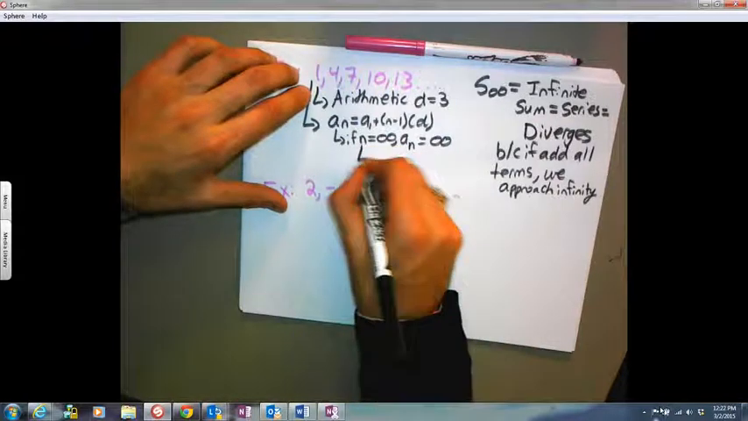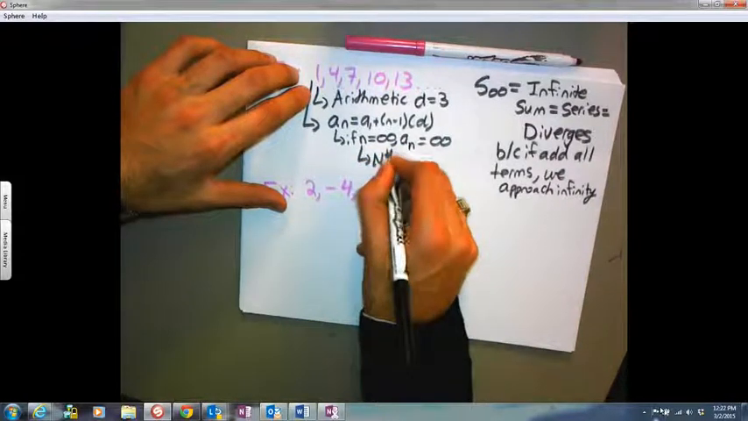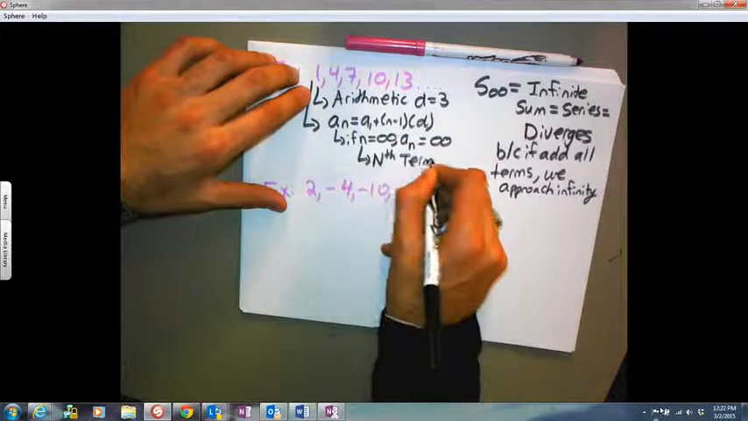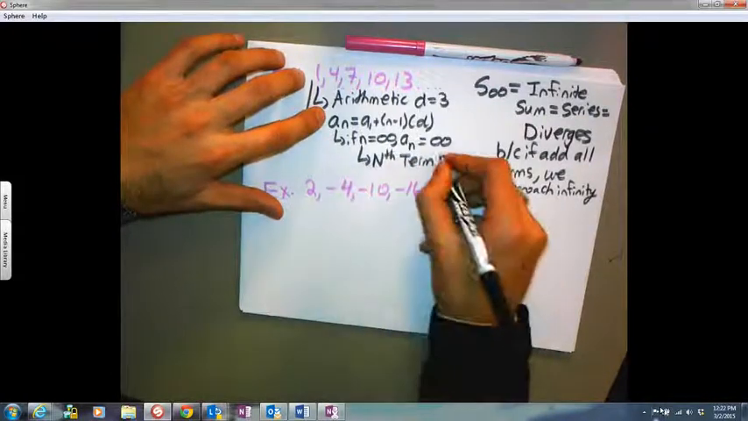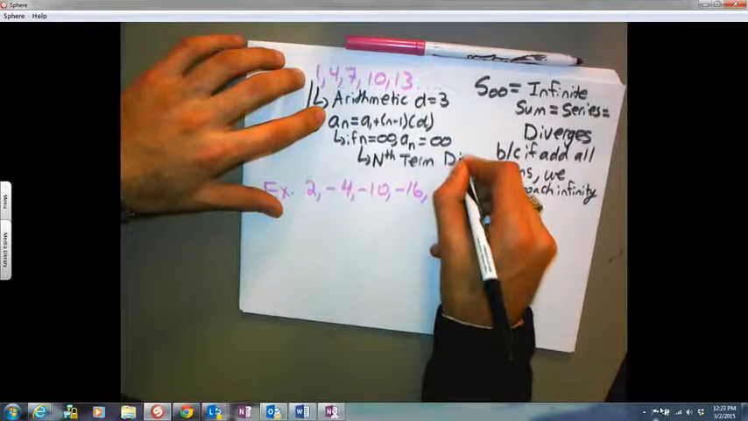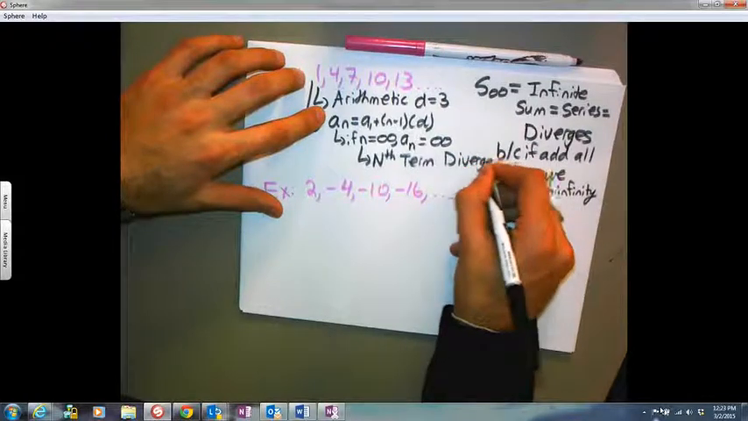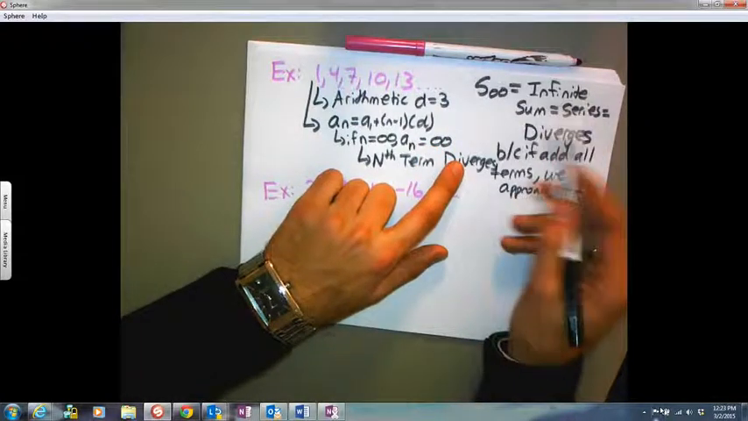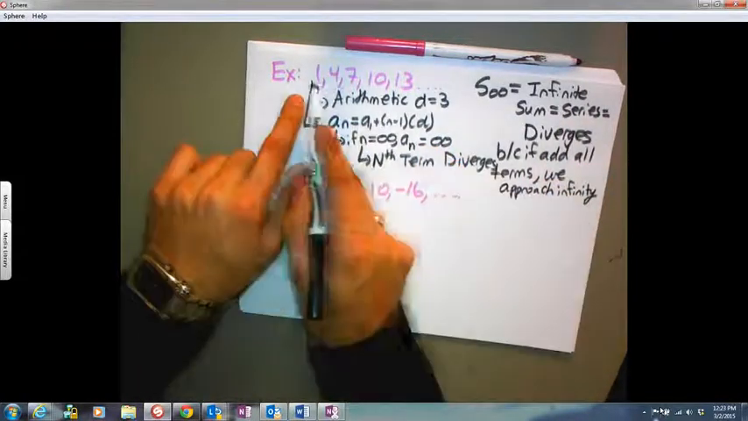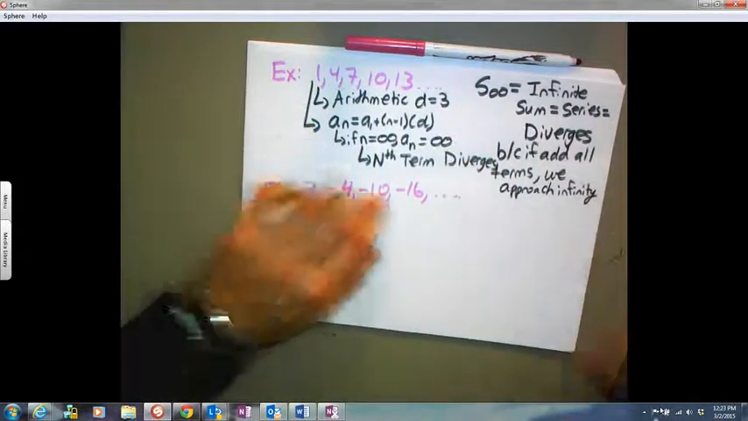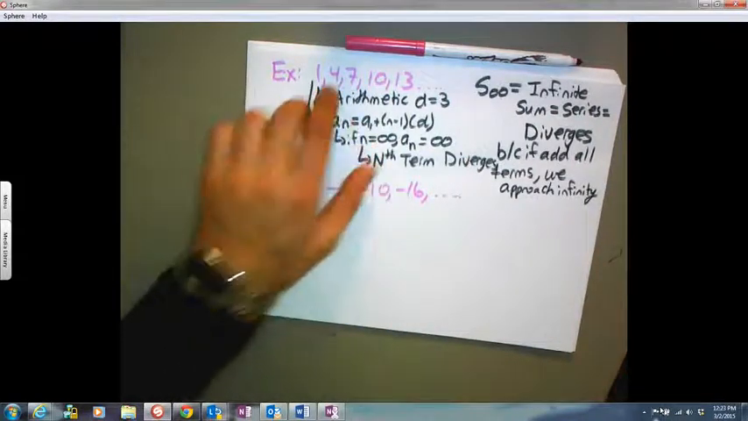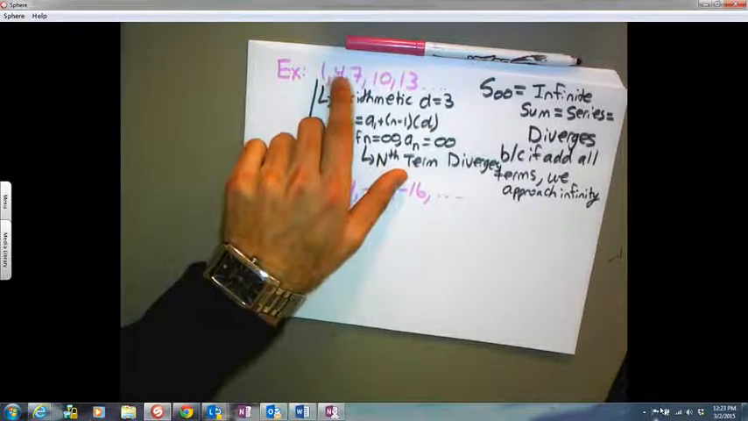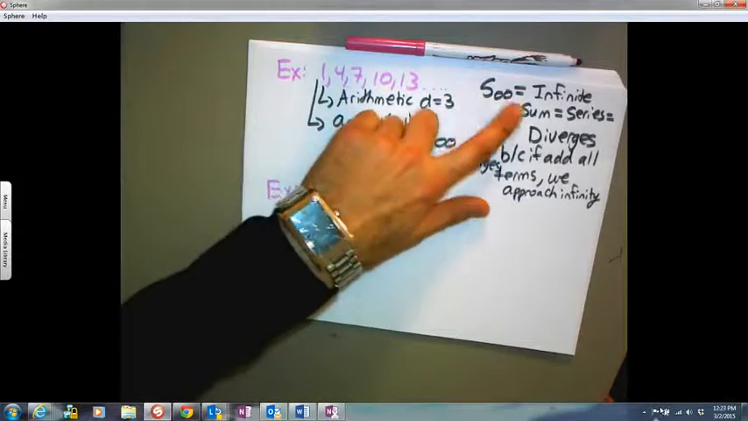So that says that the nth term, so that last term, the nth term diverges because it approaches infinity. So we have that the infinite sum diverges because if we add up all the terms, we're going to approach infinity, and also the nth term diverges because if we keep going, eventually we'll have a term that's like infinity.